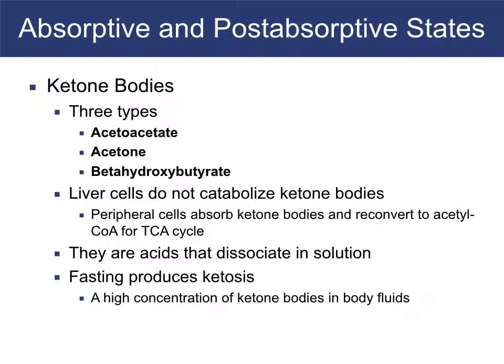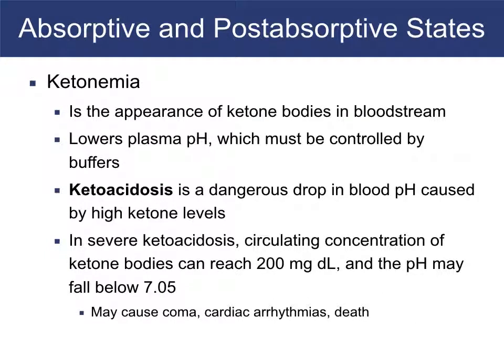Ketones, if you ever worked in a chemistry lab, you could go to the shelf that had a bunch of different ketones on it. You could open all the bottles and they all smell sweet and fruity. Anyway, ketonemia is a buildup of these ketones in the bloodstream, lowering the pH, making you acidotic. Ketoacidosis is a very dangerous drop in blood pH caused by these ketone levels.